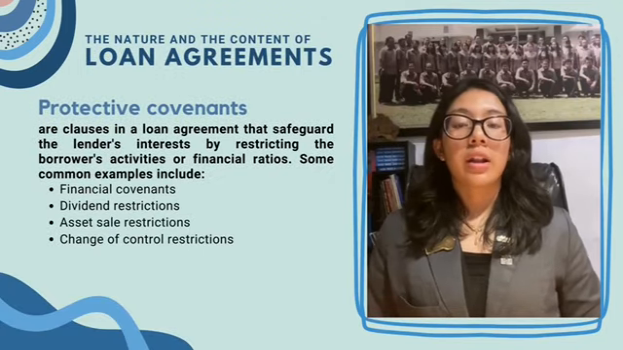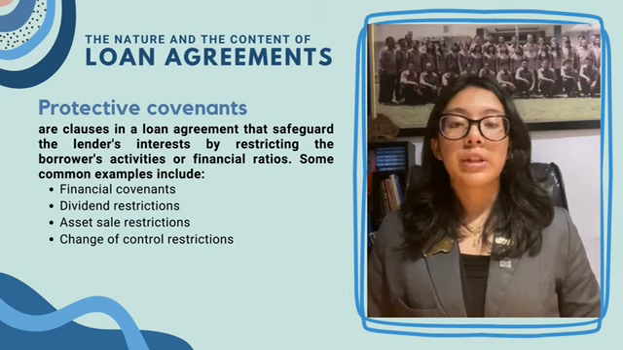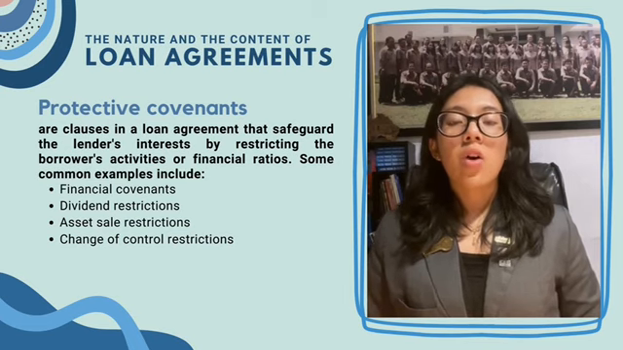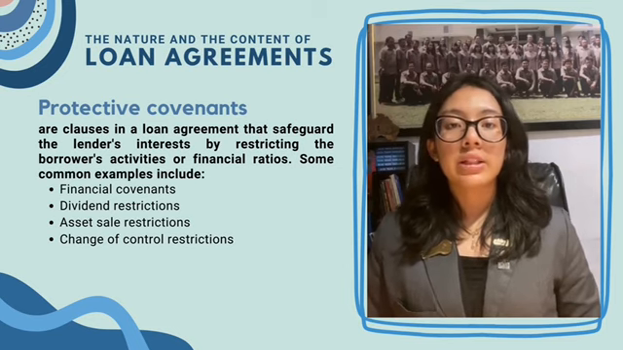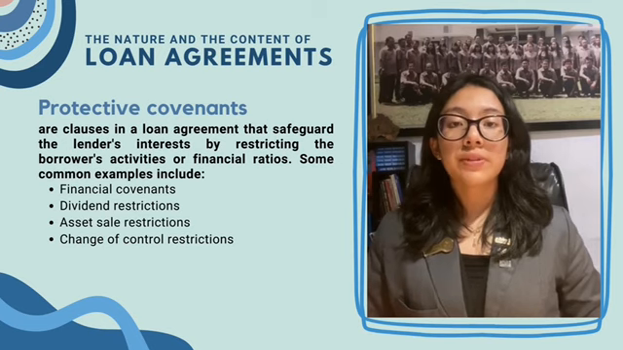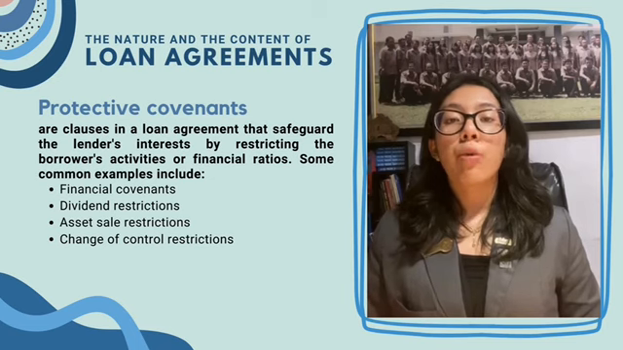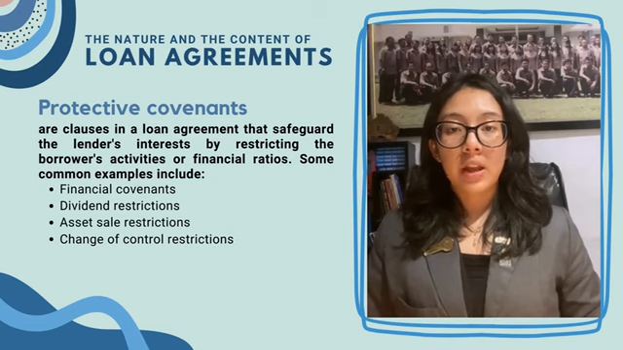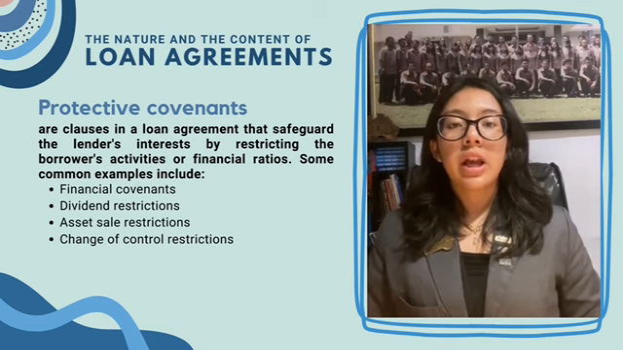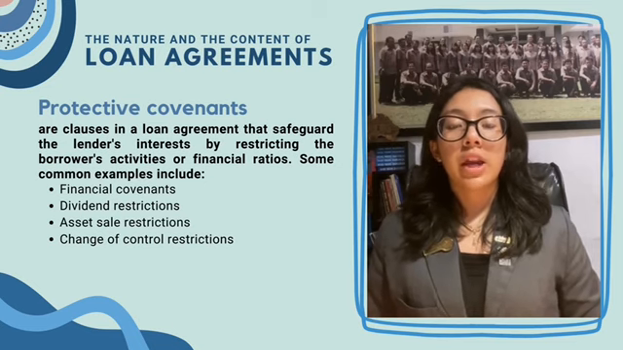Protective covenants are clauses in the loan agreement that safeguard the lender's interests by restricting the borrower's activities or financial ratios. Some common examples include financial covenants. These set limits on the borrower's financial ratios, such as debt to equity ratio or working capital ratio, to ensure financial stability. Then, for dividend restriction, it limits the borrower's ability to pay dividends to shareholders, ensuring retained earnings are available for loan repayment.